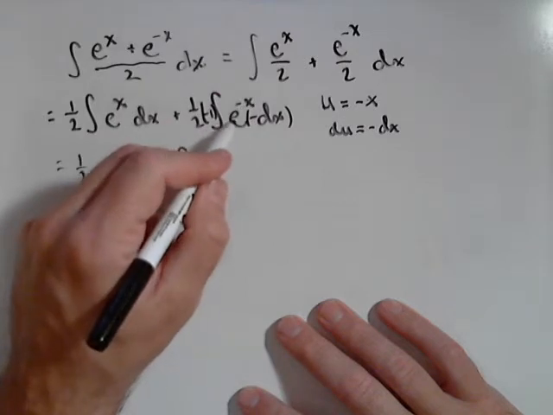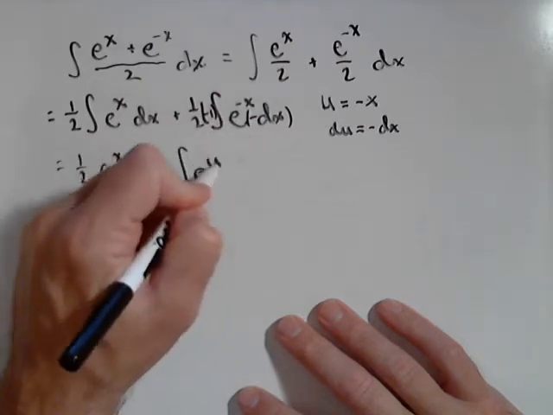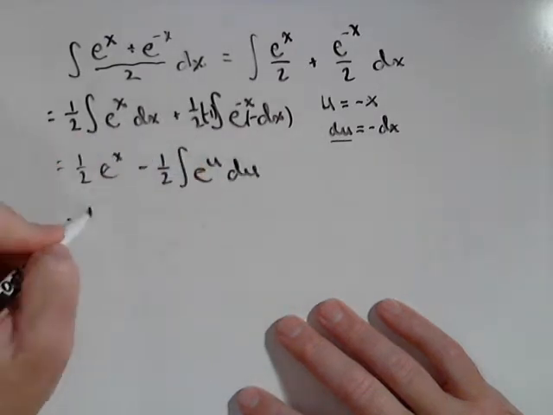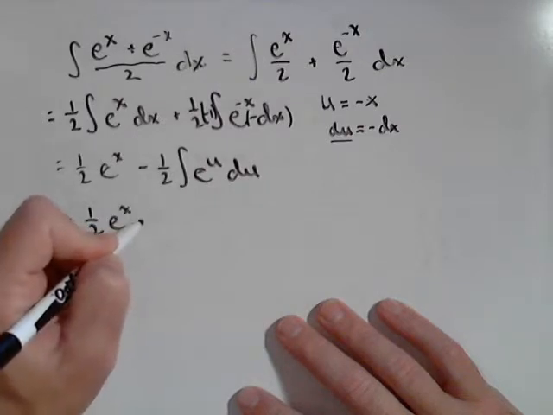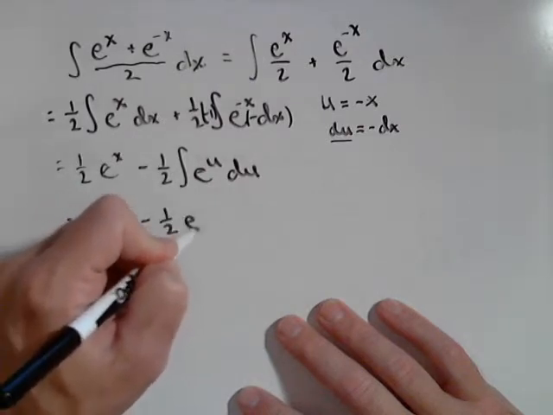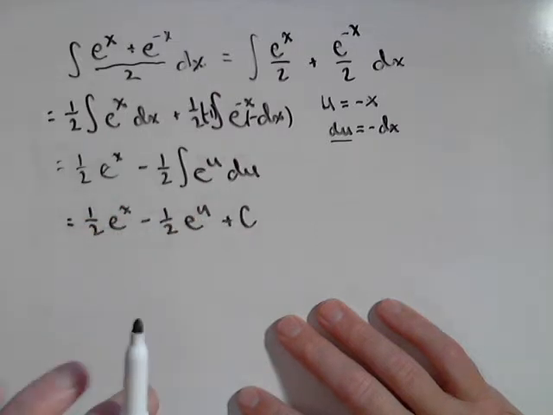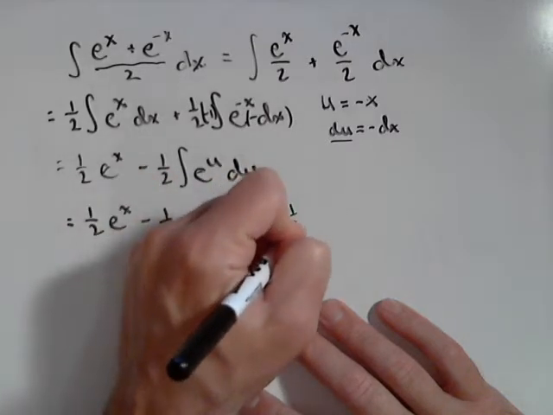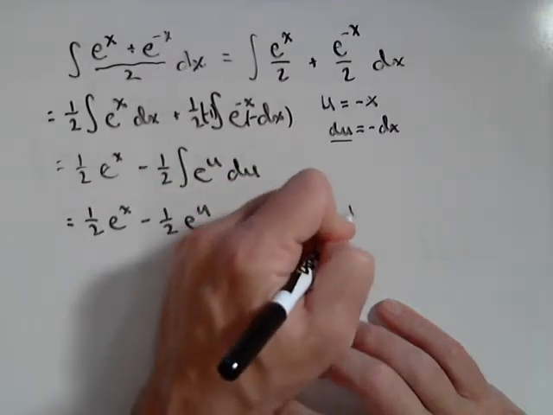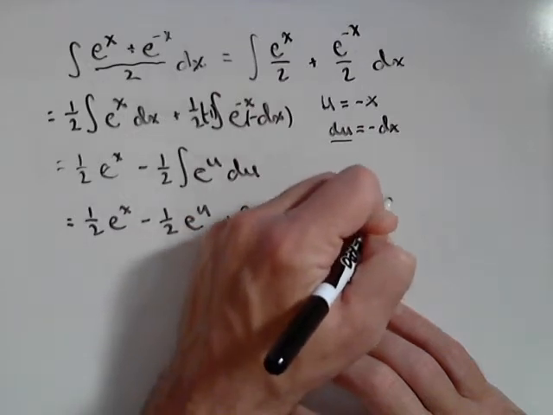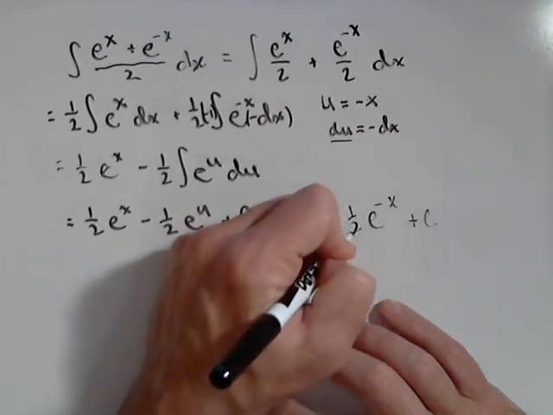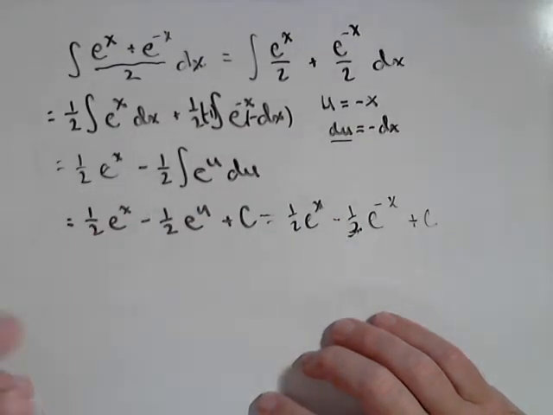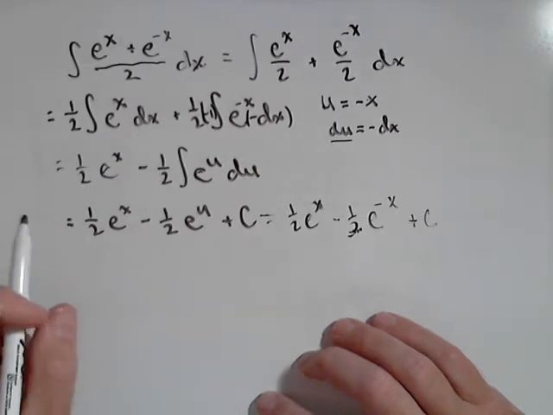Now I can put my substitutions in. Negative x is u, so e to the u, and negative dx is du. So I can finish this guy off. 1/2 e to the x minus 1/2 e to the u plus c. This thing started off in terms of x, it's got to end in terms of x. So I have 1/2 e to the x minus 1/2 e to the negative x plus c. If you want to, you can write both those terms as being over 2 like they were originally, but it's not necessary. Our antiderivative is correct.